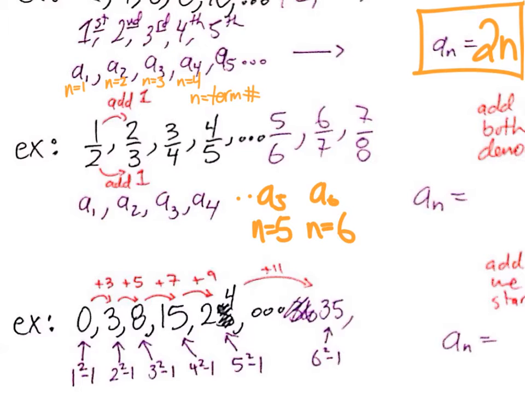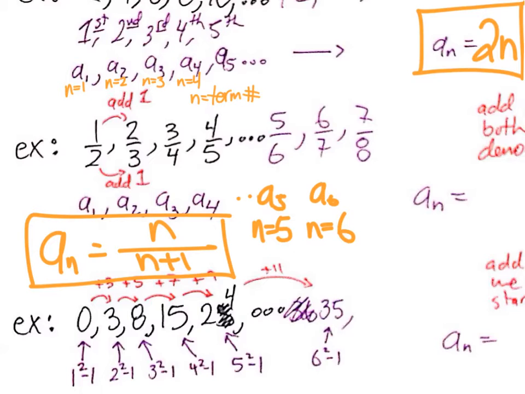So what's the pattern? First term, we have a 1 up here and a 2 down here. Second term, a 2 up here and a 3 down here. Third term, a 3 up here and a 4 down here. Fourth term, a 4 up here and a 5 down here. So for the nth term, we would have an n up here and an n plus 1 down here.